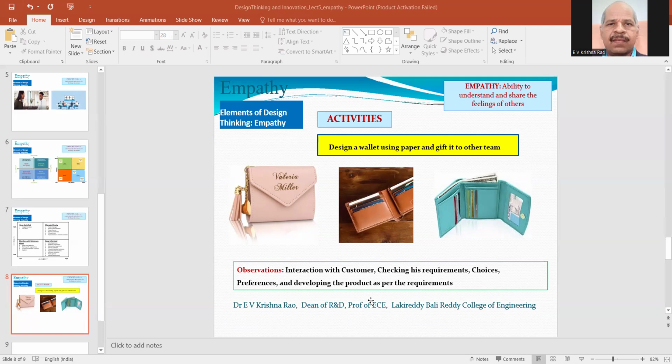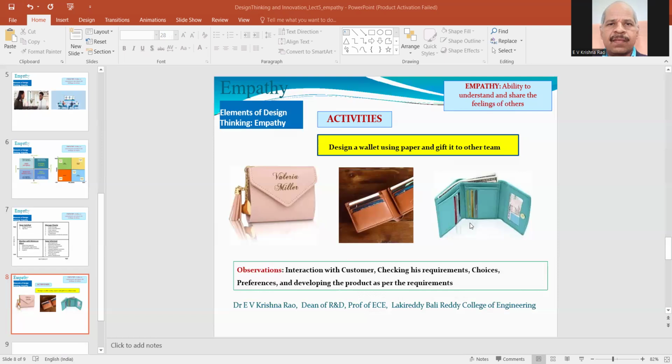Then how to manufacture this wallet? Who are the customers and the stakeholders involved? What are their roles, either in terms of influence or power or interest? Based on that, you define a problem and design a wallet based on the customer needs.